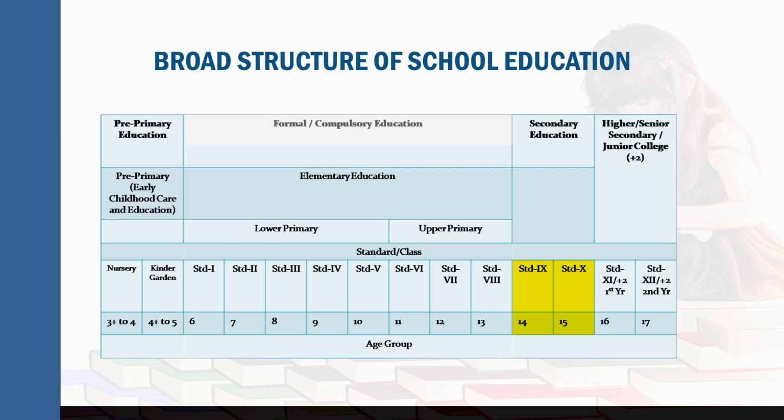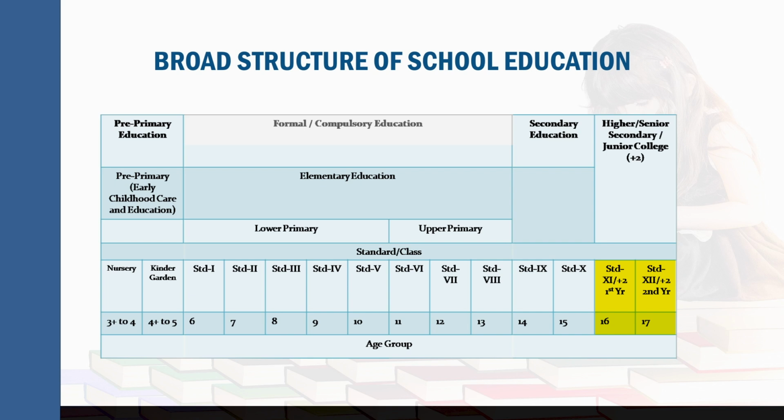So uniformly, at the state level as well as the central level, board examinations are conducted after 10 years of schooling. Then further, in higher secondary, after completion of the 10th board exam, students take admission in class 11. That comes under higher secondary, senior secondary, junior college, or plus 2 level of education. Definitely this is not college; this is a branch of school education.